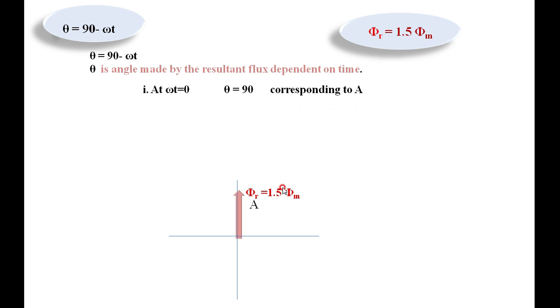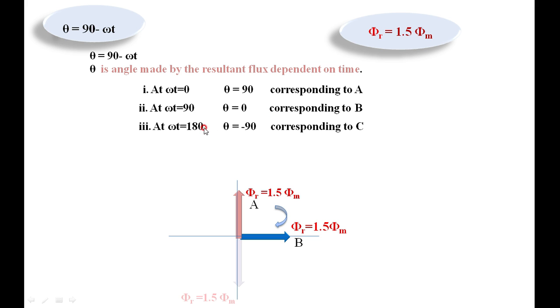The next case I am considering is omega t equal to 90. If you substitute 90 here, theta is equal to 0, which means the resultant vector is all along this axis with the same magnitude, because it is independent of time. The next case is omega t equal to 180. If you put 180, theta I get is 90, which with respect to the reference is a lagging angle of 90. Here it is 1.5. Previously it was at this position, then it moved to the B position. Now it is moving from B to C.